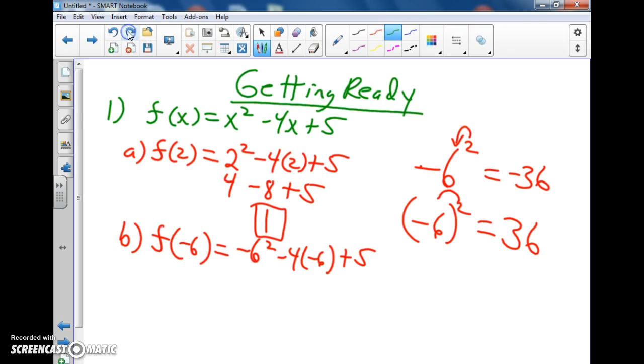Okay, hold on, let's get there. 36, and then negative 4 times negative 6 is 24, and then plus 5. Then you add that all together, and what do you guys get? 65 is the answer. There you go. You got it.